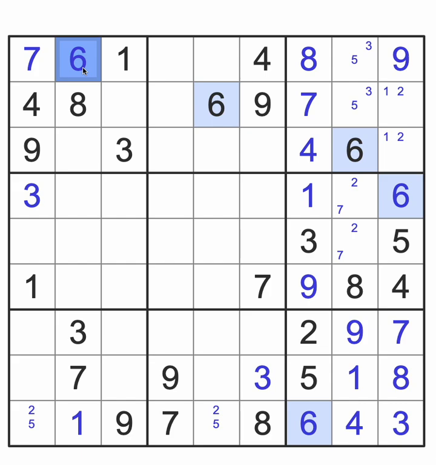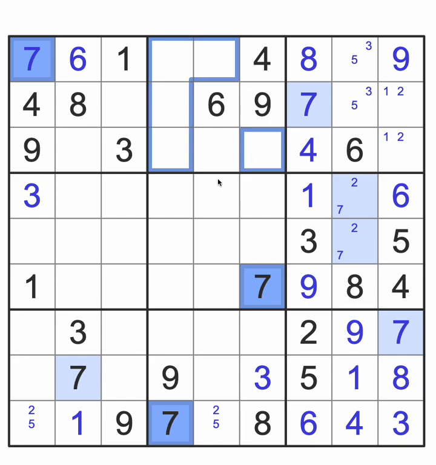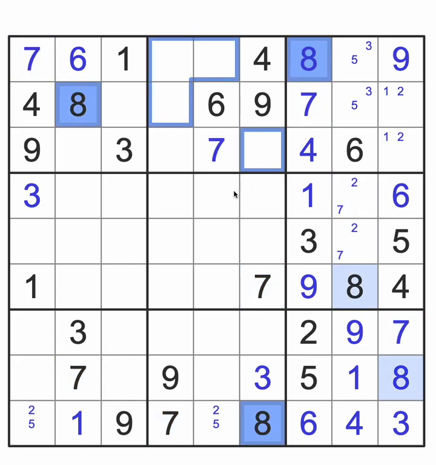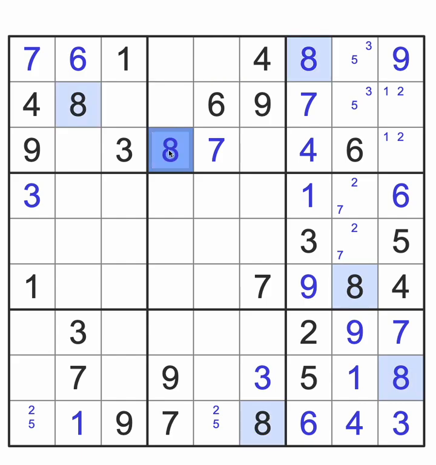And I can place 7 in box 2. 7, 7, 7. They block these, gives me 7 here. That gives me 8 in box 2. 8 blocks these, 8 blocks here. This 8 blocks here. Gives me 8 here. 1, 2, 3, 5.